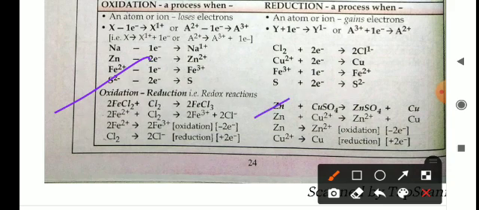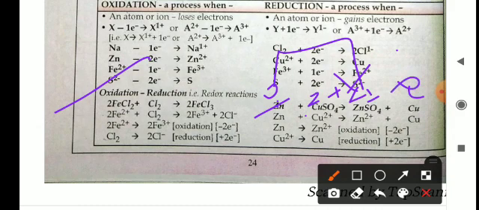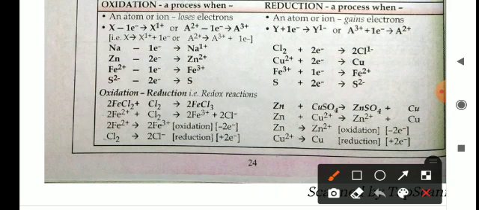For example, zinc plus copper sulfate gives ZnSO4 plus Cu. Zinc is 0, copper sulfate is plus 2, zinc sulfate is plus 2, copper is 0. So zinc goes from 0 to plus 2, meaning zinc releases electrons, meaning it gets oxidized. Copper goes from plus 2 to 0, meaning it accepts electrons and gets reduced. So these are the conditions for a redox reaction.